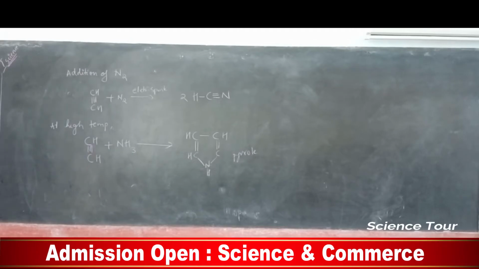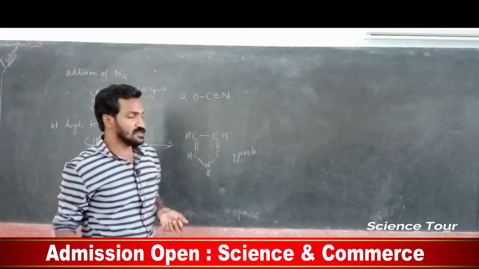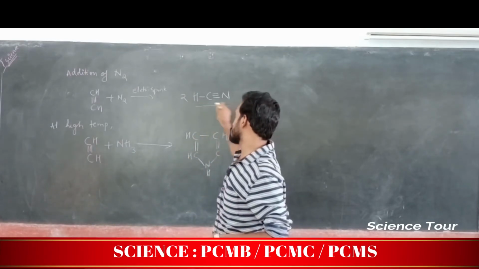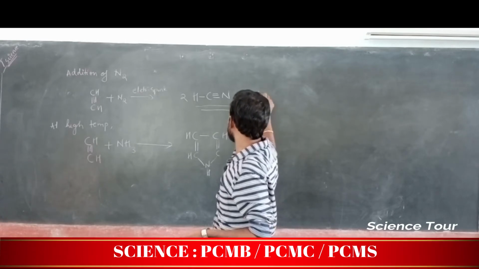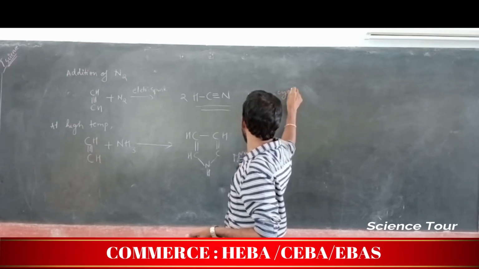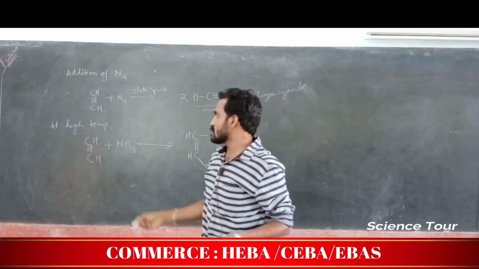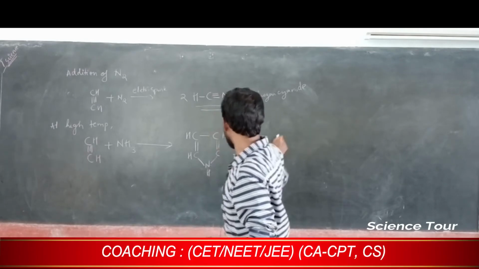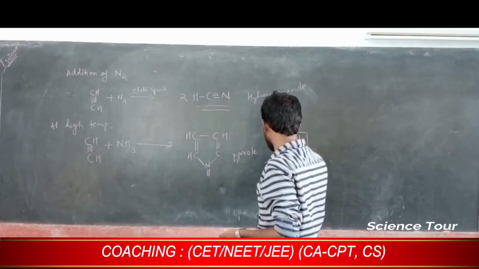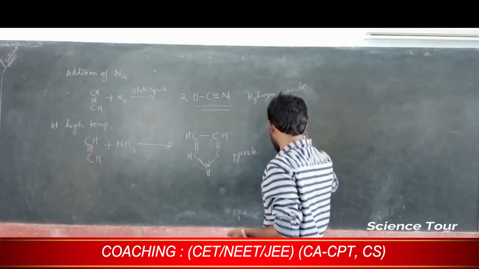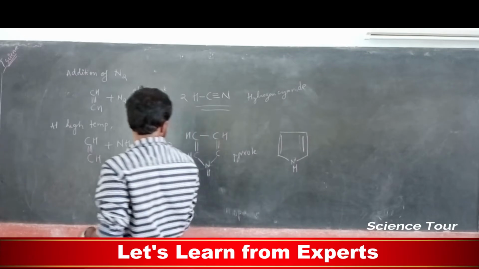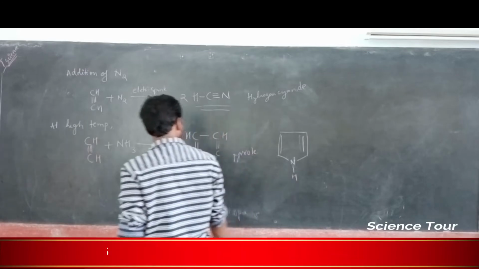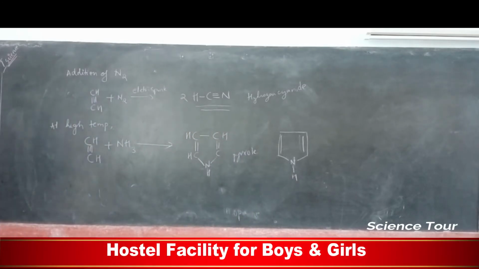Okay, my dear students, next we are going to discuss addition of nitrogen. Nitrogen is added to ethane and it gives 2 molecules of hydrogen cyanide. Like that, ammonia is added to this particular ethane, it gives pyrrole. Pyrrole we usually write like this, NH, N bonded with the H. Pyrrole. Okay, note down.